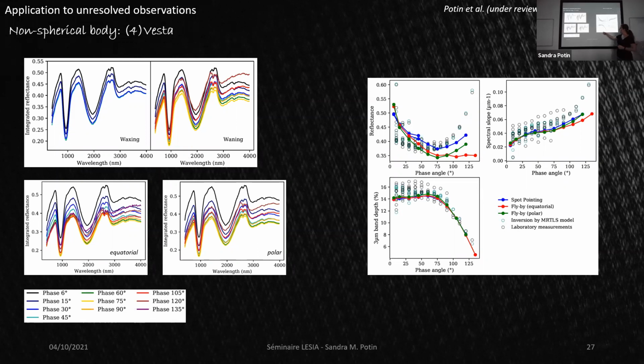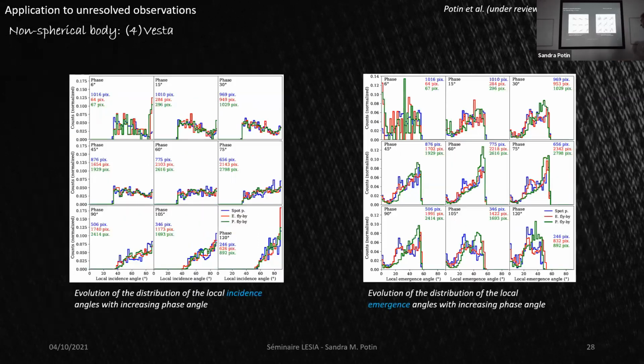I did not plot them here, but I also made the same curves for the bands at 1 micron and 2 micron. The results are just the same. They have this dropping behavior, and they are fainter than what has been measured in the lab. Same, if we want to explain this variation, we have to look at the distribution of incidence and emergence angle on the surface, because it's a convolution of that which will create the spectroscopic variation.